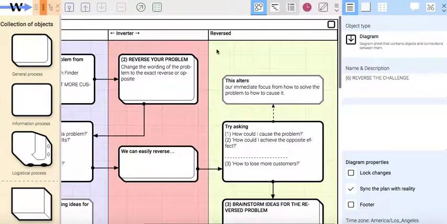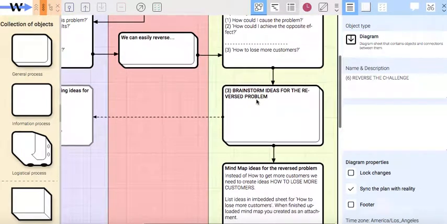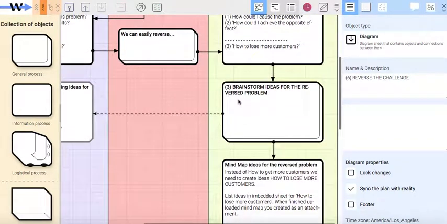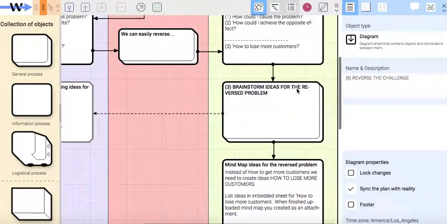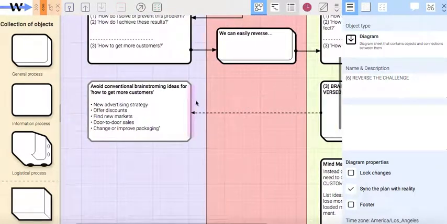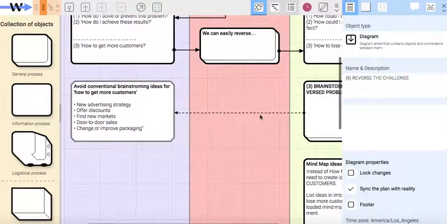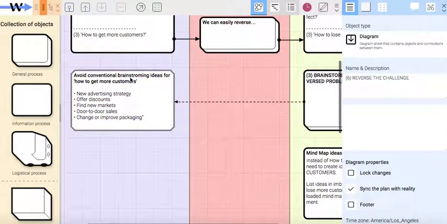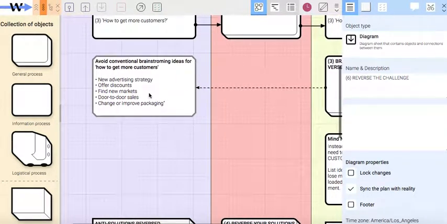So again, let's go to step 3. Now step 3 is under the reversed column, which is brainstorm ideas for the reverse problem. Okay, and that's proper because it's within the right column. And it goes right over to the normal. So we're going to brainstorm ideas for the reverse problem. Okay, and when we brainstorm ideas for the reverse problem, it inverts back into the normal, which is the ideas that we want. So avoid conventional brainstorming ideas for how to get more customers. New advertising strategy. Offer discounts, find new market, door-to-door sales, change or improve packaging.